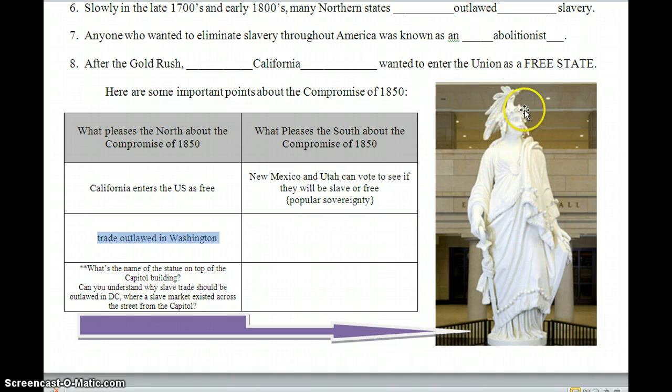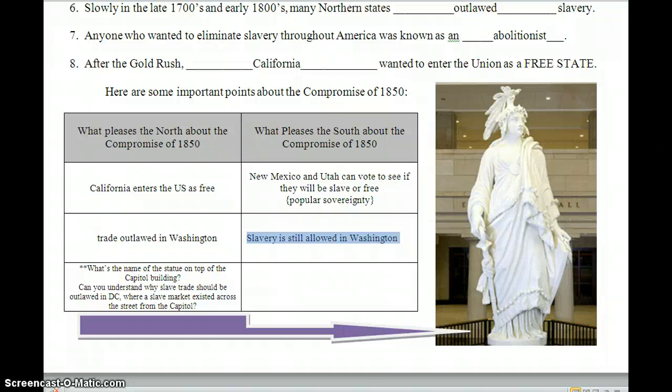This statue is called Freedom. If you are going to put a statue called Freedom on top of your Capitol building, you cannot have slave trading going on in the city of Washington. That would be completely hypocritical. In fact, there was a slave market right across the street from the U.S. Capitol at the time of the 1850 Compromise. Southerners are going to get this. Slavery will still be allowed in Washington, just buying and selling slaves will no longer be allowed.